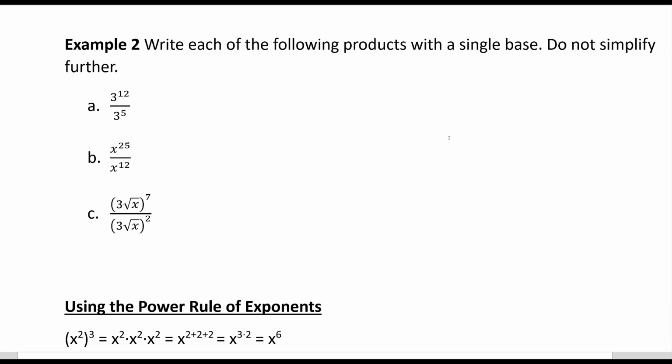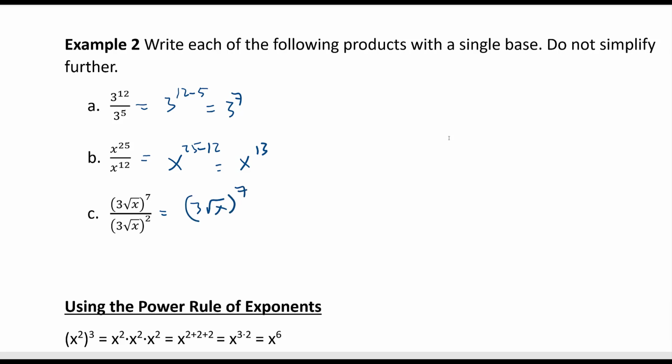So let's look at these. Write each of the following quotients with a single base. Do not simplify any further. So this is going to be 3 to the 12 minus 5, or 3 to the 7. This is x to the 25 minus 12, or x to the 13. Here we have 3 times the square root of x to the 7 minus 2, because it's the same base. It's kind of a big base, but it's the same base. So it's 3 times the square root of x to the 5th power.